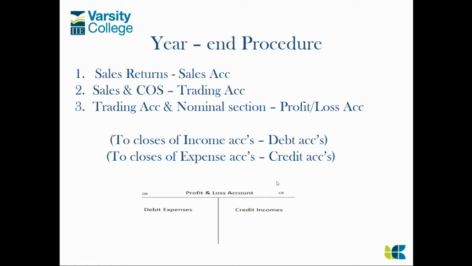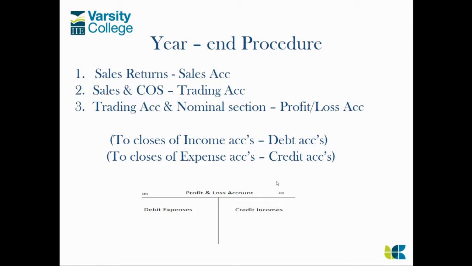Then after you close off sales to the trading account, you need to close off cost of sales to the trading account. Remember what's going on in the trading account? We are calculating gross profit. What do we need to calculate gross profit? Simple as that: sales and cost of sales. Once we close off cost of sales to the trading account, it has now served this purpose. We can now calculate gross profit.